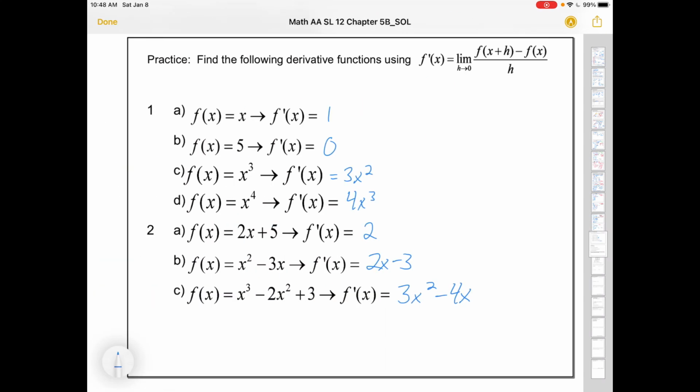So again, here's the practice. You're going to use first principles to find some of these derivatives. I'd say give yourself a 10-minute timer, see how many you can get done in 10 minutes, and then sort of tap out from there.